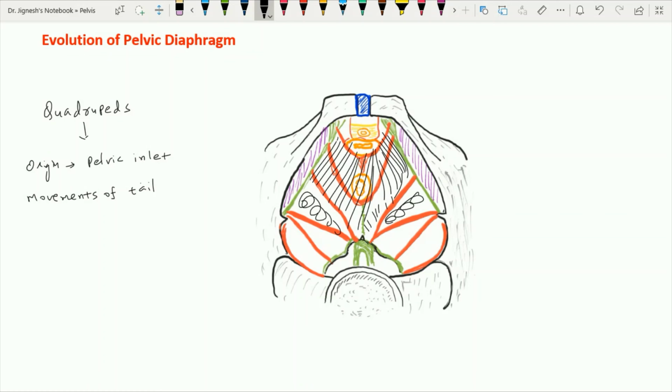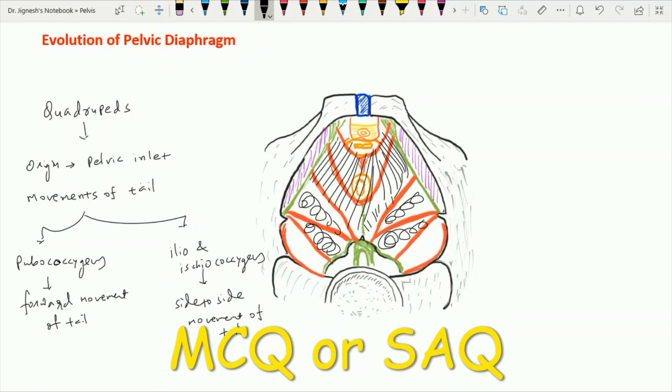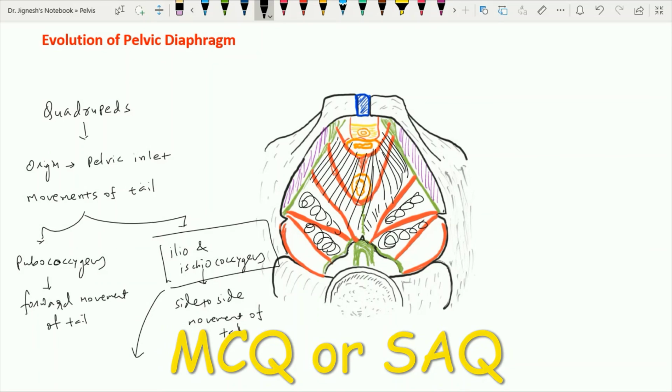as well as ischio-coccygeus will lead to the movement of the tail side to side in the quadrupeds. So because of the side to side movement provided to the tail by this iliococcygeus and the ischio-coccygeus muscle, they are collectively called agitator caudae.